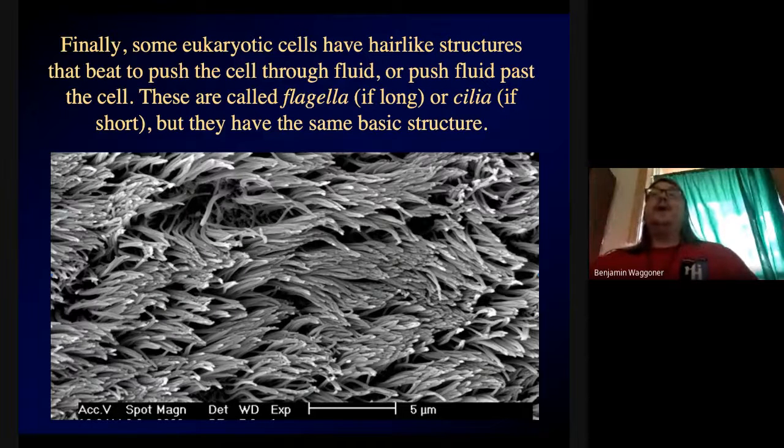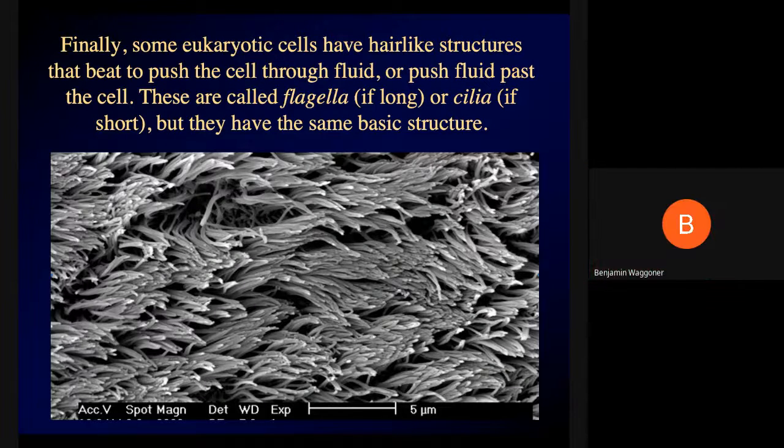Some eukaryotic cells, these hair-like structures beat back and forth to move the cell, like the flagella of sperm cells that enable them to swim, or the cilia of certain protists that enable them to swim. In other cases, the cilia move fluid past the cell rather than pushing the cell through the fluid. They work the same way.